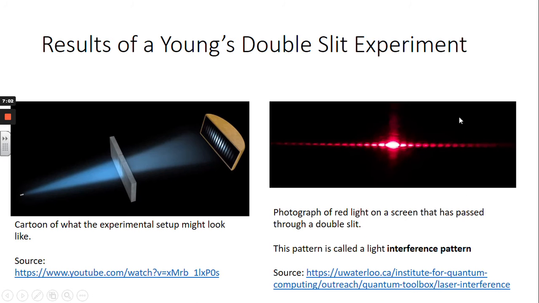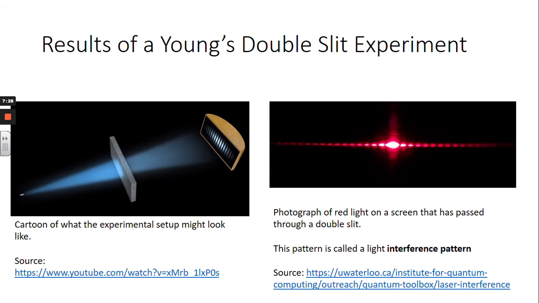The next slide here has both an animation and an actual photograph of the results of a Young's double slit experiment. So on the left, this is what your experimental setup might look like. Light source, two slits here with a barrier. Then over here is the screen where you see the resulting interference pattern. And then on the right is an actual photograph of the results of a Young double slit experiment.